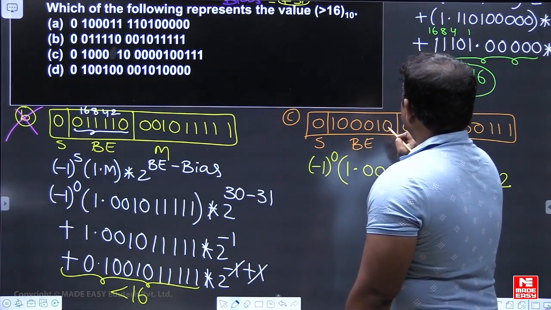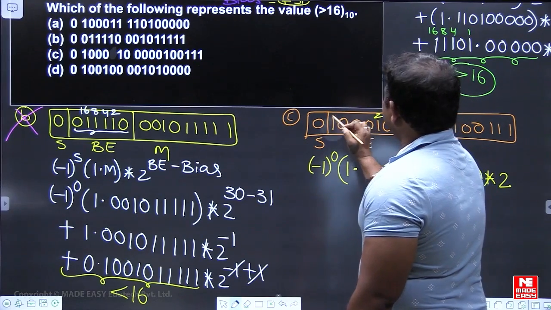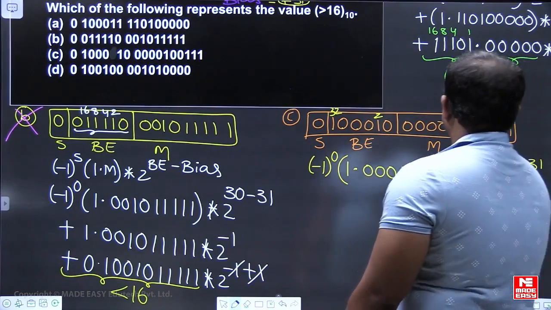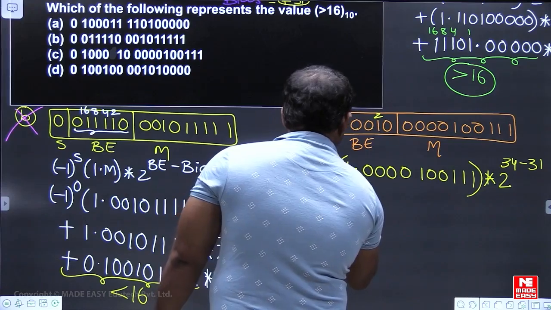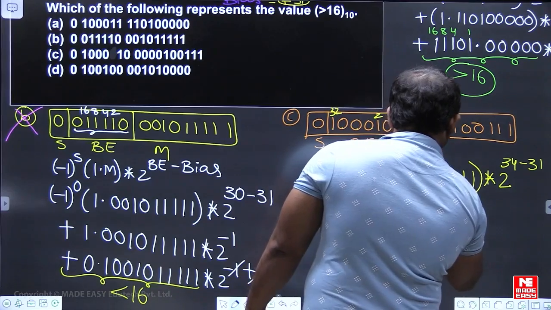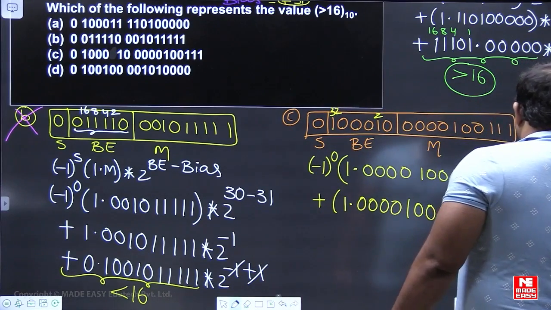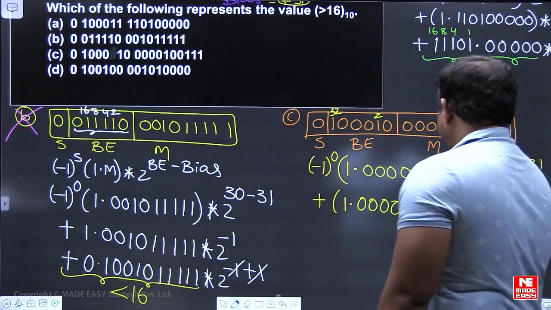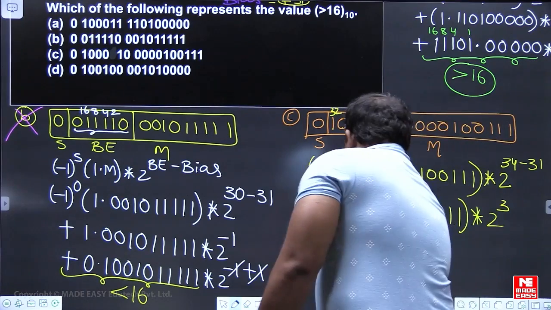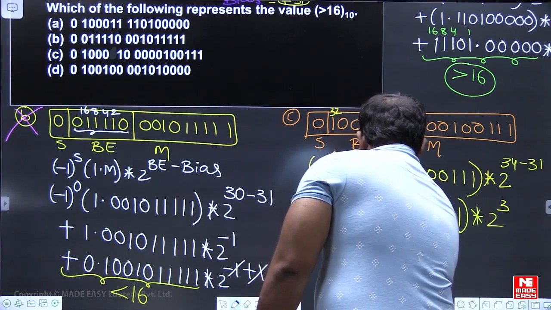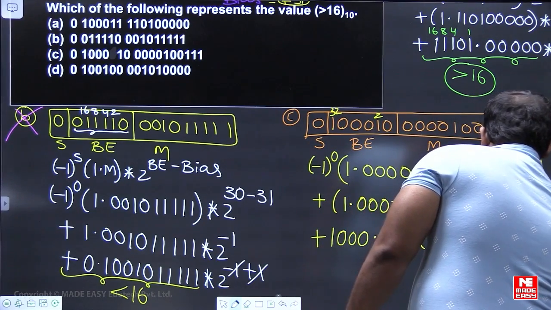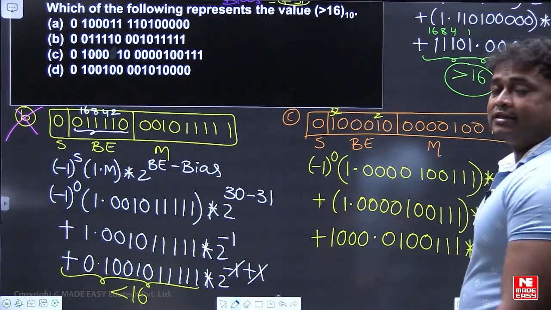What is this BE value? 1, 2, 4, 8, 16, 32. So this becomes 34. 34 minus 31. So this is plus 1.0000 1001111 into 2 to the power of 3. Right? So now make this exponent 0, shift the data to the left direction 3 times. So plus 1.000.01001111 into 2 power 3 minus 3. Exponent cancelled.